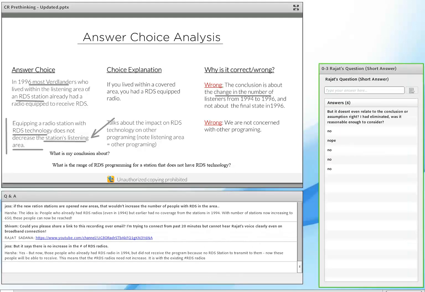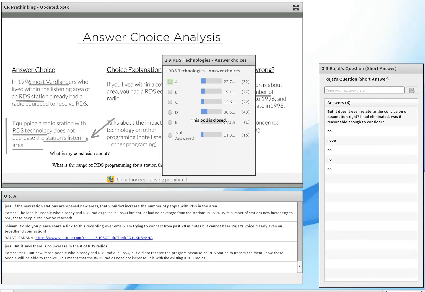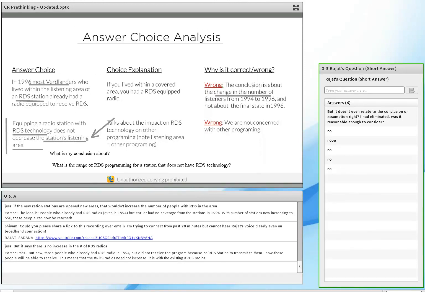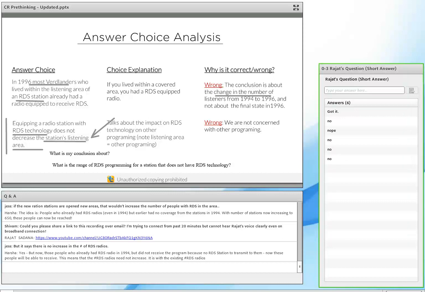Yeah, it doesn't even relate to the conclusion. But for those of you, remember, you have 22 people who've chosen this answer choice. So I have to explain to these 22 people that this talks about a different kind of programming. And if you've chosen this, you've got to really ask yourself, why did you not ask this question: what kind of programming is this answer choice talking about? This has nothing to do with the conclusion.